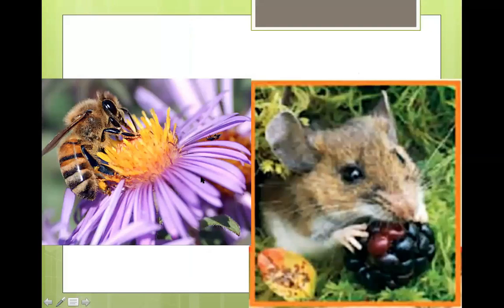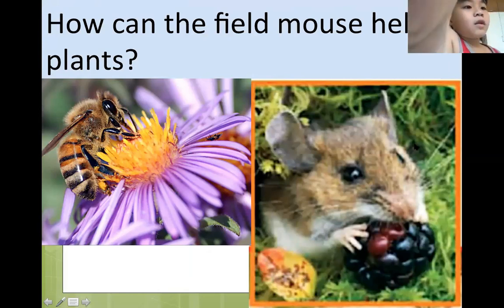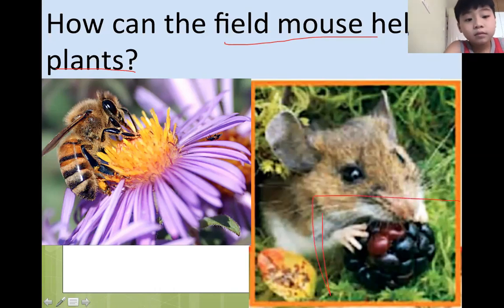Okay, so real quick, how can the field mouse help plants? Hainam, how does the field mouse help plants? To grow food. Look at the picture. Say it again. To grow food, so how's the field mouse helping the plant? How's the field mouse helping this berry plant? What do you think, Hainam? I don't know. That's okay.